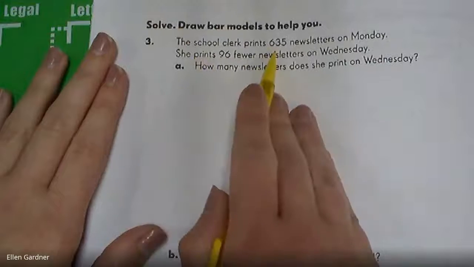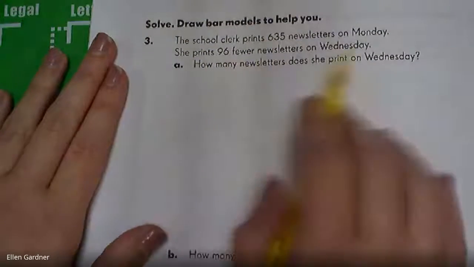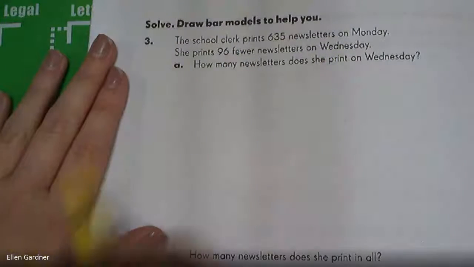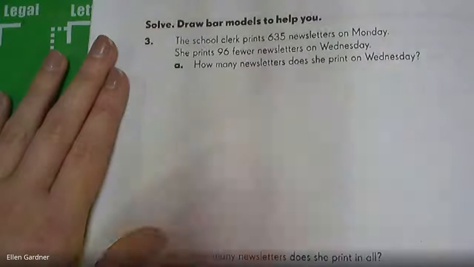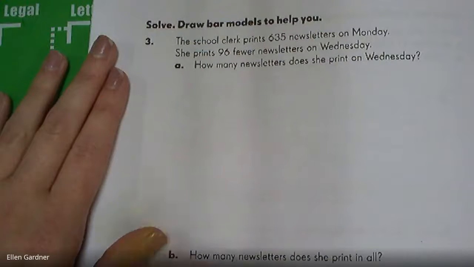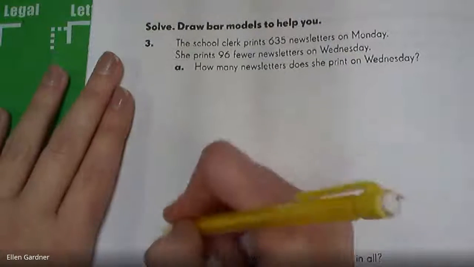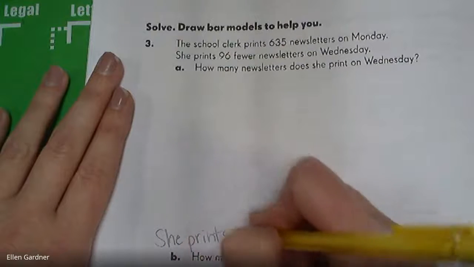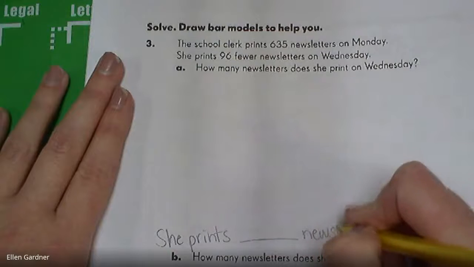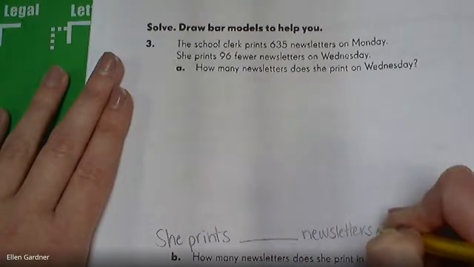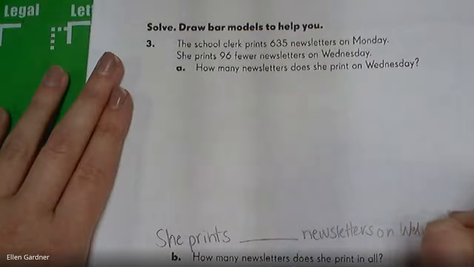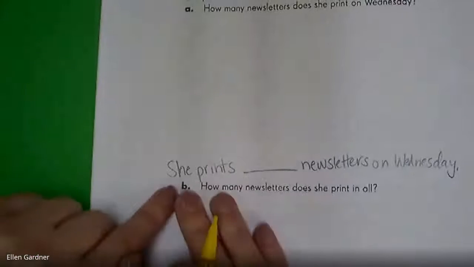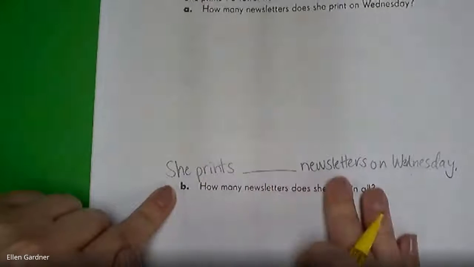A school clerk is printing some newsletters, 635 on a Monday. She prints 96 fewer newsletters on Wednesday. How many newsletters does she print on Wednesday is our question. Well, let's start off with an answer sentence. She prints blank newsletters on Wednesday. Spelling word. Sorry about that. She prints blank newsletters on Wednesday.